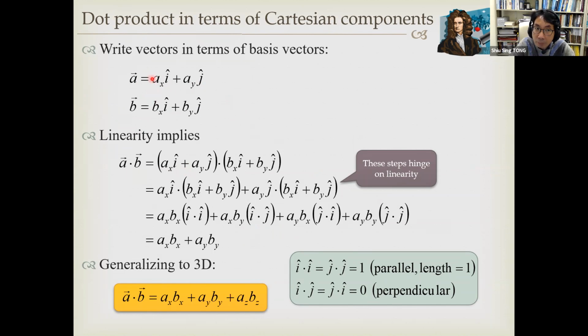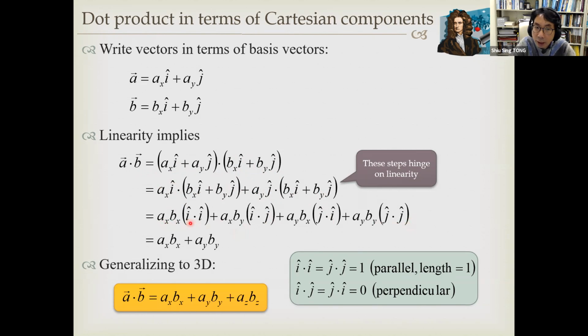If we express them in terms of the basis vectors, and apply the property of linearity, I can distribute the dot product of B with each of the components like this. I have A_x i dotted with B, then A_y j dotted with B. And again, I can apply linearity: I can distribute this A_x i to each of these two terms, and A_y j to each of these two terms. So I get 4 terms eventually.